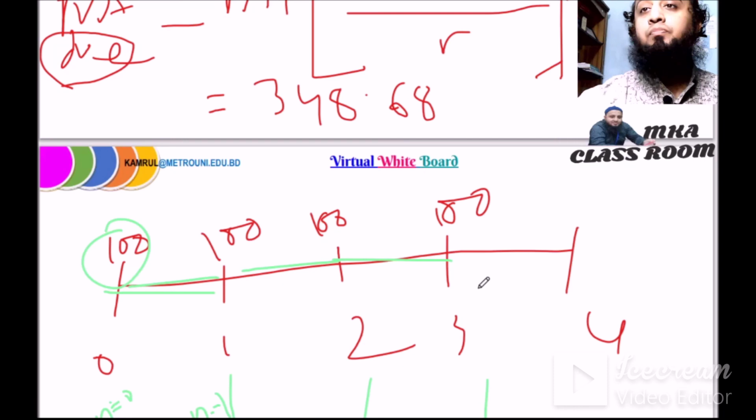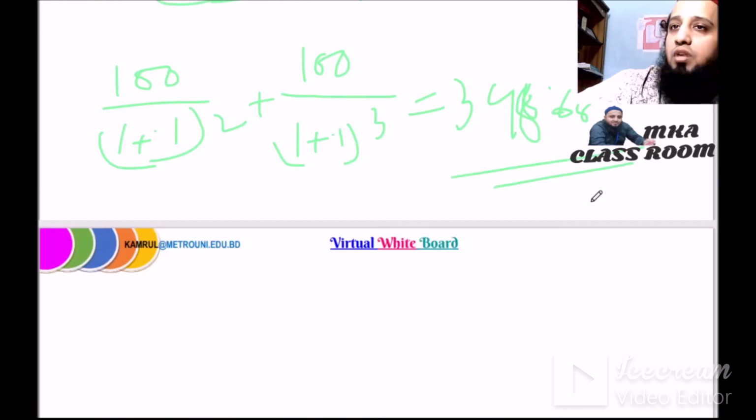I think there should be no change in our result between the formula and the timeline method. So, today we have learned solving the annuity problem, then we have learned solving the perpetuity problem, then we have learned solving the problem of uneven cash flow or mixed stream cash flows. This is what we learned today.